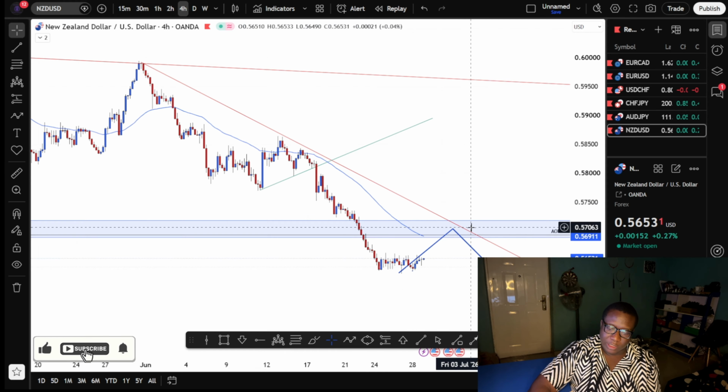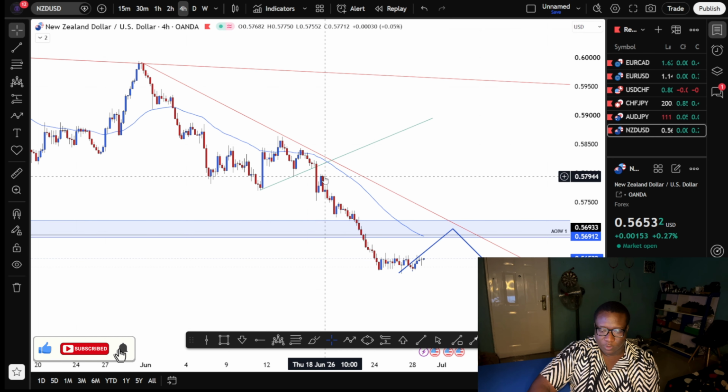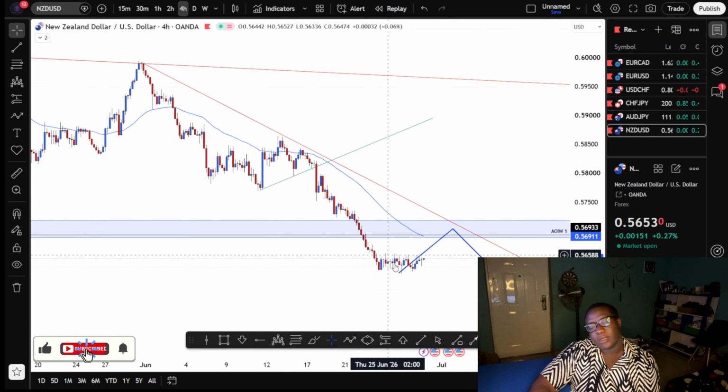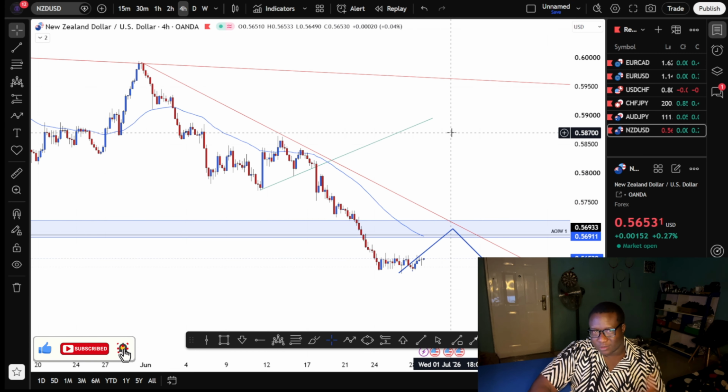So we draw our trend line. When we get to this area, what we're then waiting for is a break and retest of the trend line, just like you see here, for us to then take the trade to the downside.